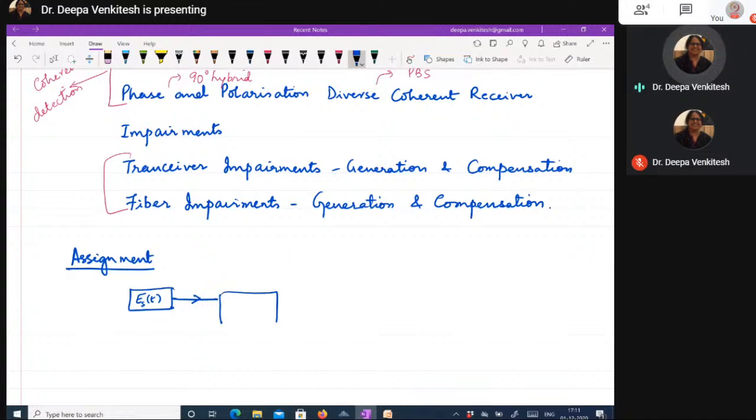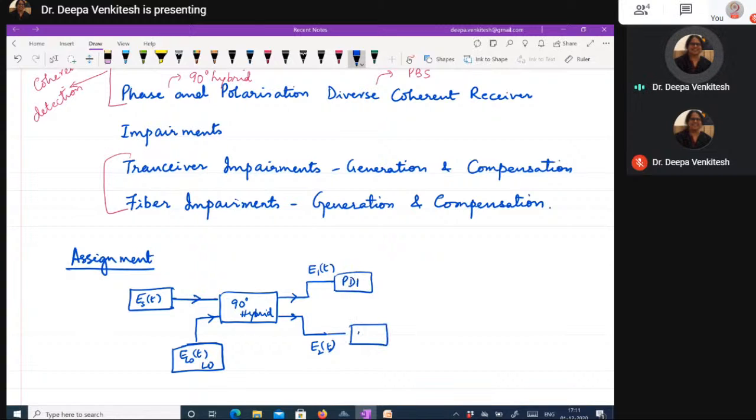Let's say you have an ideal 90-degree hybrid. So the block diagram of the ideal 90-degree hybrid is given to you. And you have the local oscillator with an electric field ELO. This is the local oscillator. And let's say the output of the 2 ports of the 90-degree hybrid is represented as E1(t) and E2(t). And each of them is allowed to fall on a photodetector, which is PD1 and PD2. And these outputs are referred to as I1(t) and I2(t). This is the premise of the question.